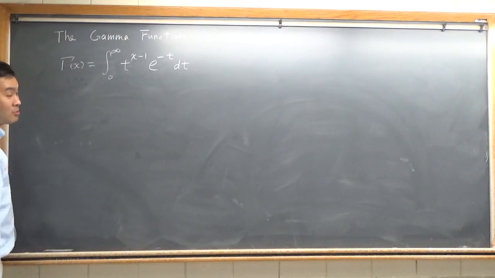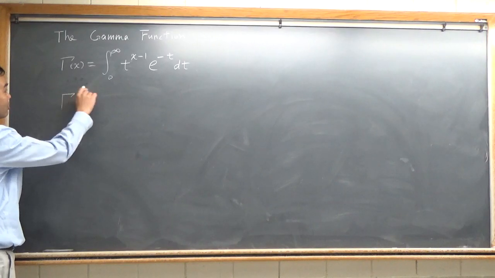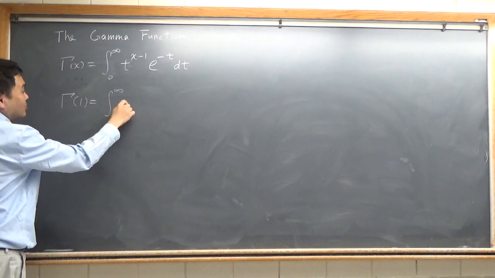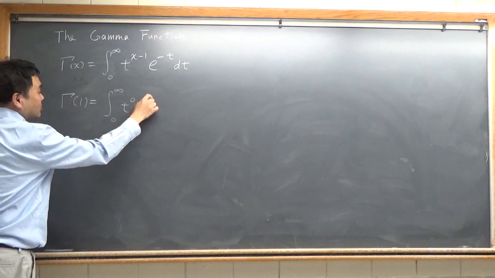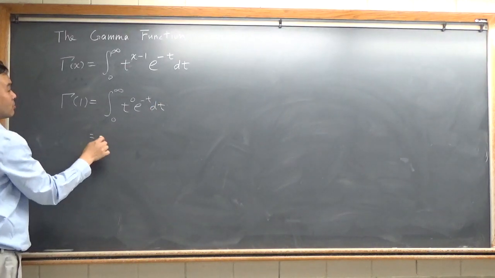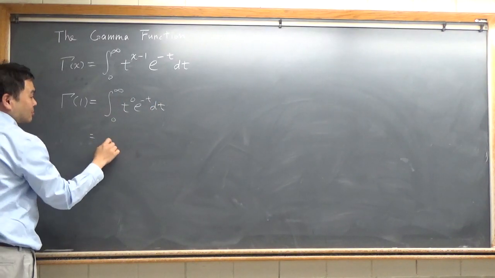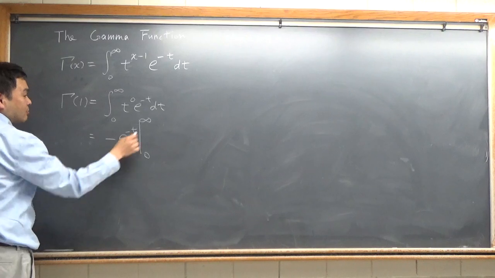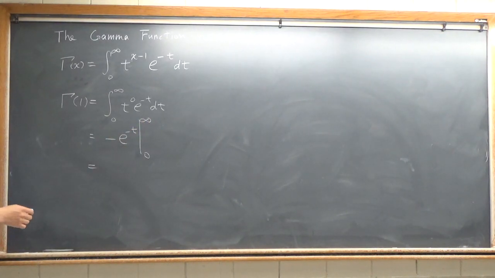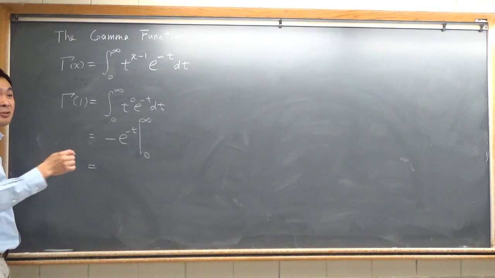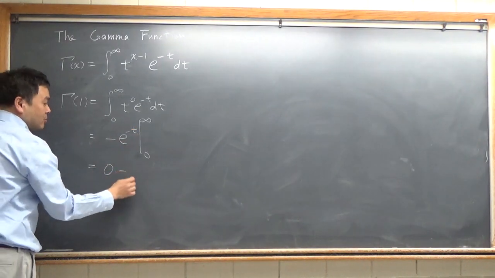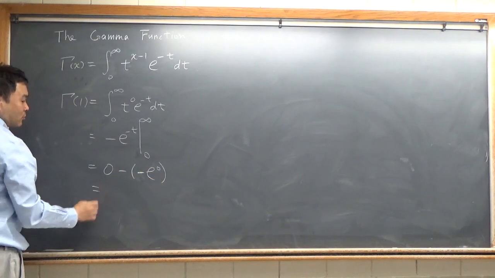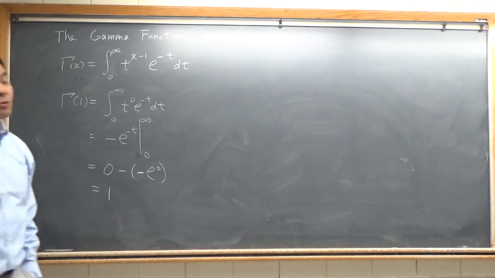In order to understand what this thing is doing, let's first think about what gamma of 1 would be. Gamma of 1 would be the integral from 0 to infinity of t to the 0th power e to the negative t dt. And we know t to the 0th power is just 1, so if you integrate this as negative e to the negative t, and you plug in infinity and 0. If you plug in infinity, what's e to the negative infinity? 0. Minus e to the 0th power, and e to the 0th power is 1, so 1. So gamma of 1 is 1.